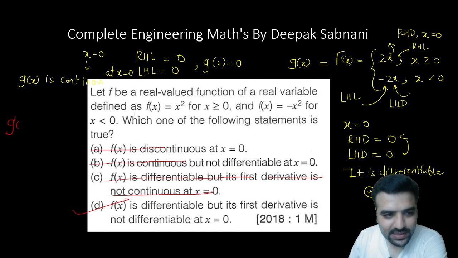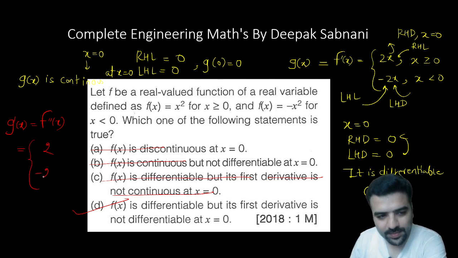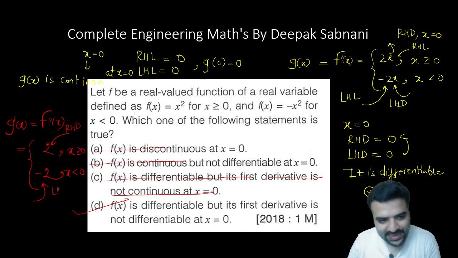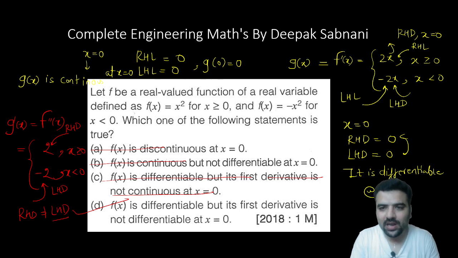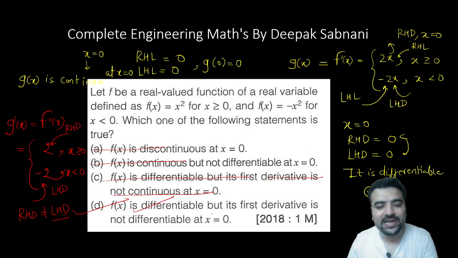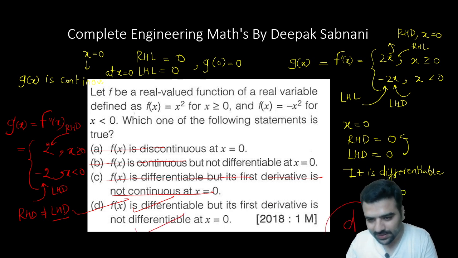So what is g dash x? g dash x is actually f double dash x. So this will be 2 or minus 2. Differentiate it: 2x gives 2 and minus 2x gives minus 2, for x greater than or equal to 0 and x less than 0. So this will be the right hand derivative at x equal to 0, and this is the left hand derivative at x equal to 0. RHD and LHD are not equal. It means the function is not twice differentiable, or g(x) is not differentiable. So it is true: f(x) is differentiable at x equal to 0, yes, but its first derivative is not differentiable. So D is the correct answer.